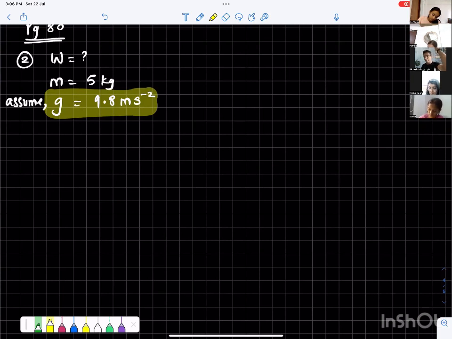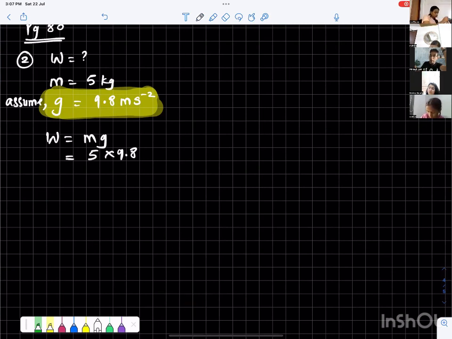Okay. Now you know how to solve it, guys. It's very easy once you know the gravity. So what is the formula for weight? W equal to mg. Mass is 5 and gravity is 9.8. 49 Newton.